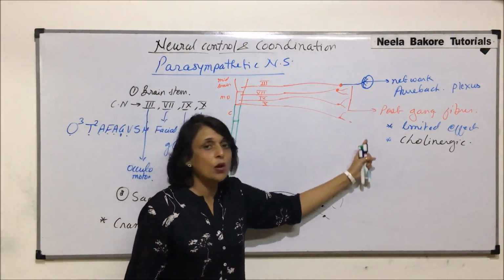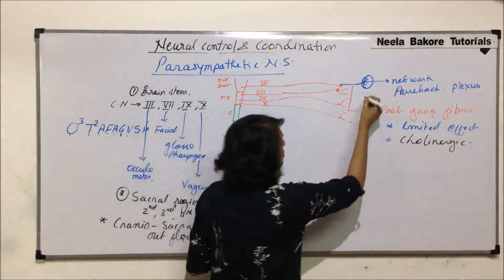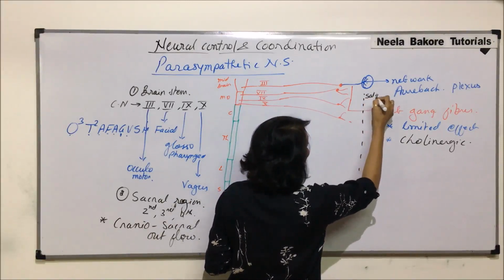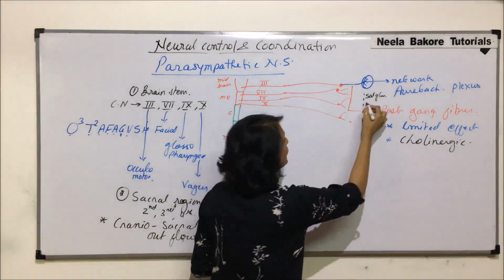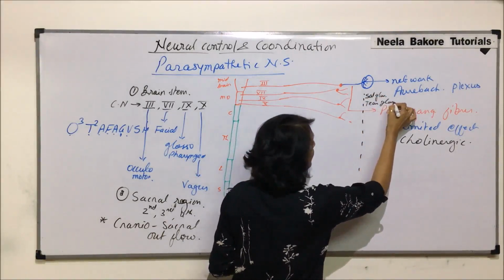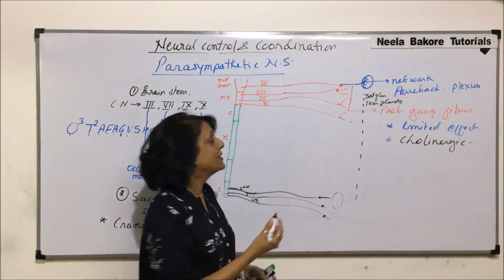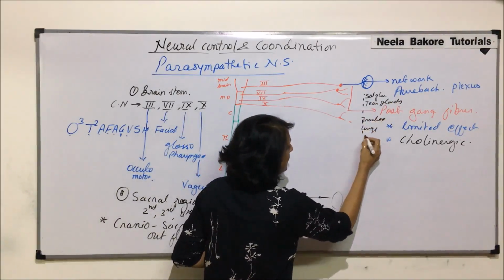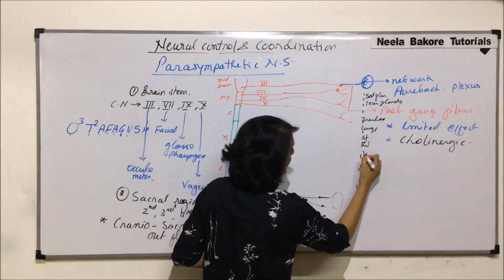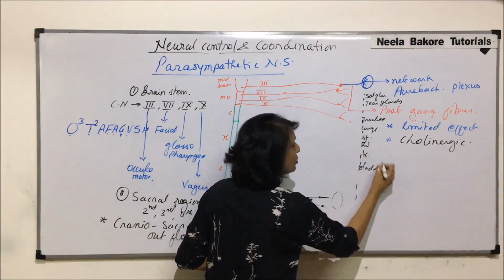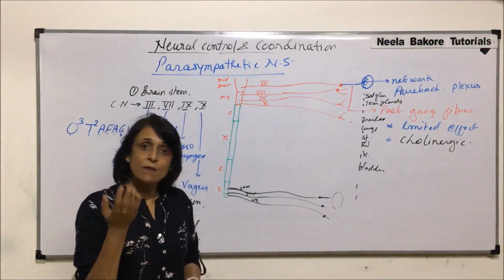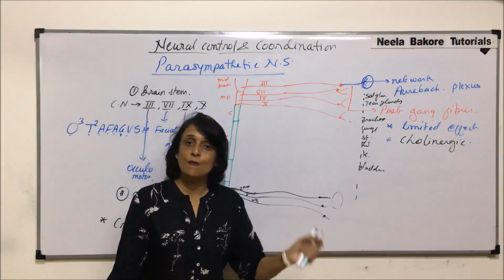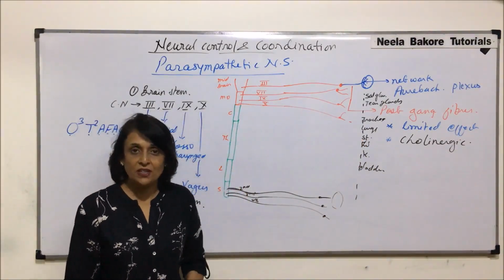So here also all organs would be innervated. So in this case, the range of these organs would be again same: salivary glands, lacrimal glands, that is tear glands, then trachea, lungs, intestine, stomach, kidneys, bladder, all those organs. So same organ is innervated by the nerves of sympathetic nervous system as well as of parasympathetic nervous system.